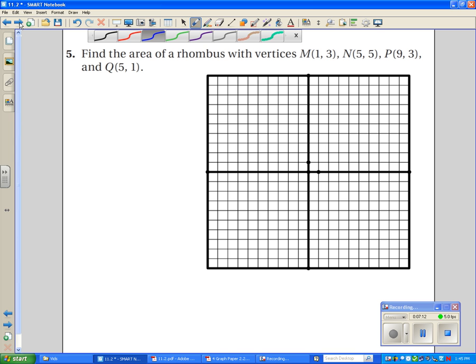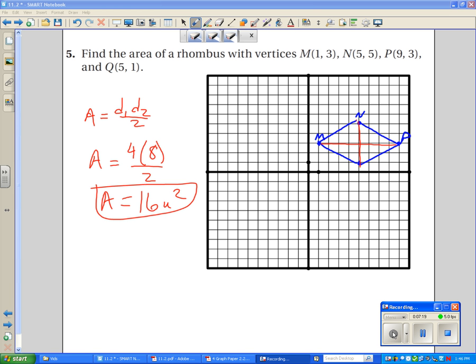Find the area of the rhombus with these vertices. Go ahead and sketch out a quick graph, plot those points, try this problem, pause the video and see if you get the same thing as me. Is that what you get?